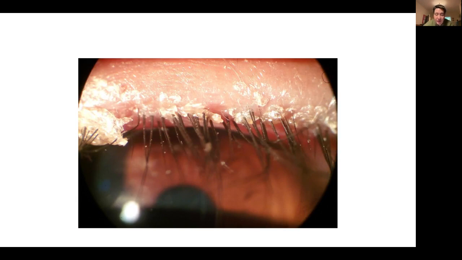Does anyone have a guess as to what might be going on? What kind of condition this person might be having? I can give a bit more detail just while people are thinking. So this patient might have sort of watery eye, kind of allergic type symptoms. And commonly the advice would be lid hygiene.